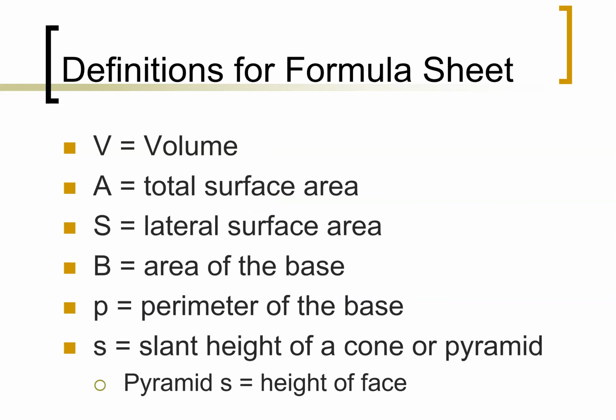This is a breakdown of the short forms used for the formulas from your textbook. Total surface area is capital A. Lateral surface area is capital S. Capital B is the area of the base. Lowercase p is the perimeter of the base, and lowercase s refers to slant height when you are looking at formulas for geometry and solid geometric figures.